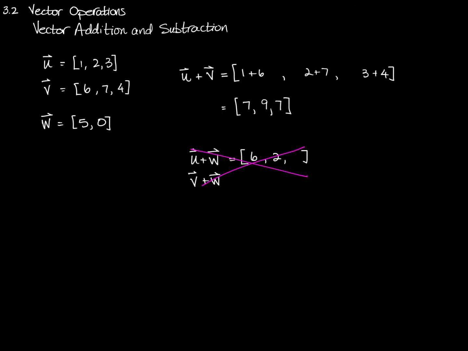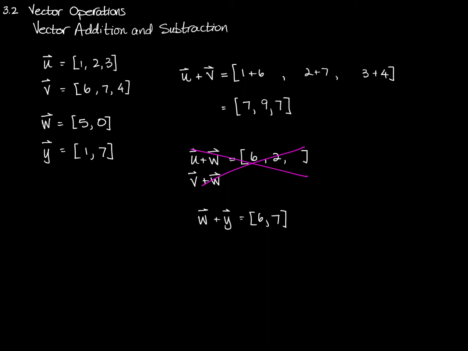So you can only add together 3-component vectors with other 3-component vectors. You can only add together 2-component vectors with other 2-component vectors. So w plus y will be 6, 7. That works, but y plus v or v plus y does not.